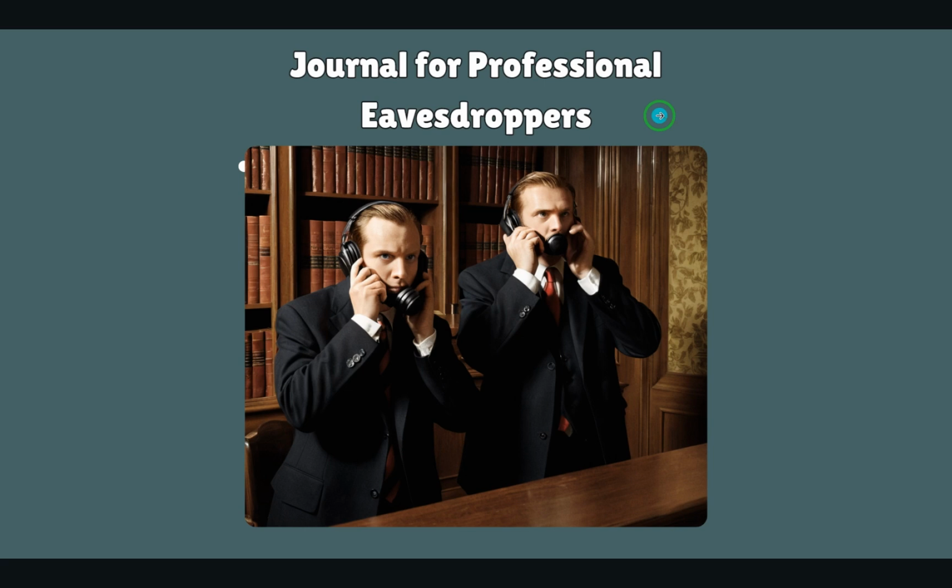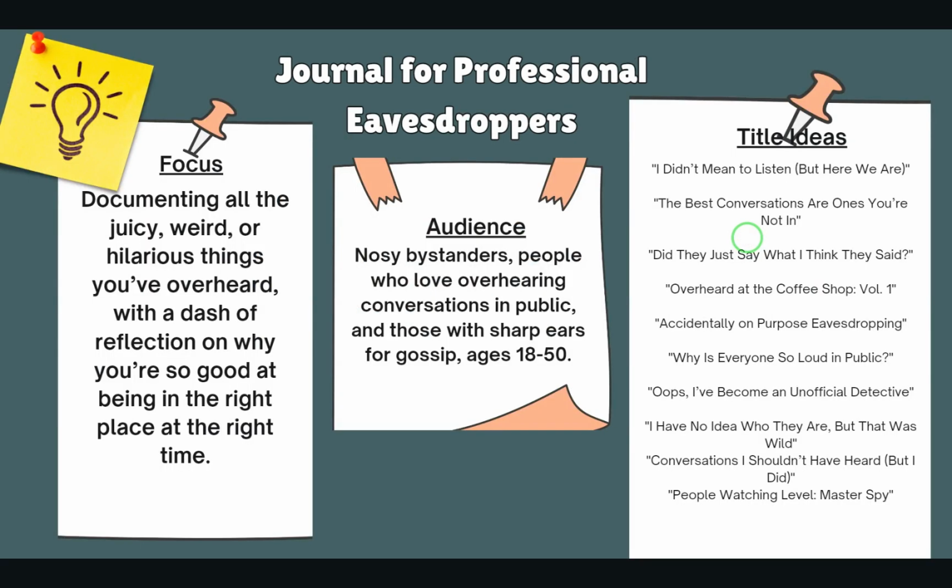We have a journal for professional eavesdroppers. Now, if you like to eavesdrop, I'm sure you would love a journal for your eavesdropping. So let's look at this audience. These are noisy bystanders, people who love overhearing conversations in public, and those with sharp ears for gossip. Ages, they are between 18 to 50.